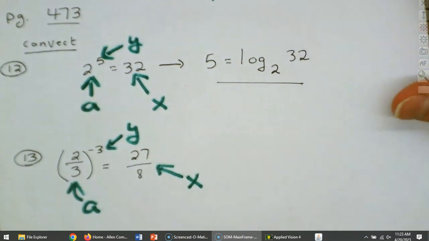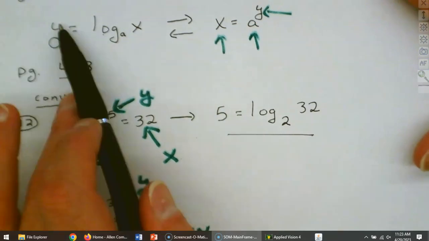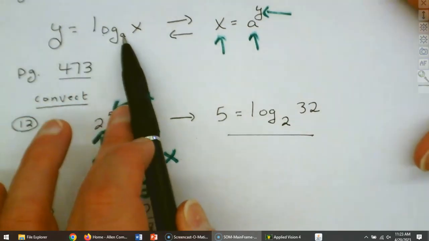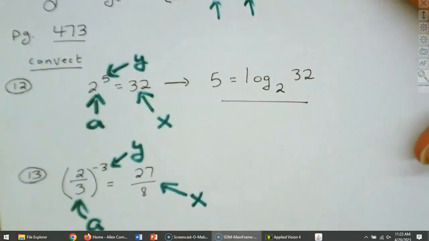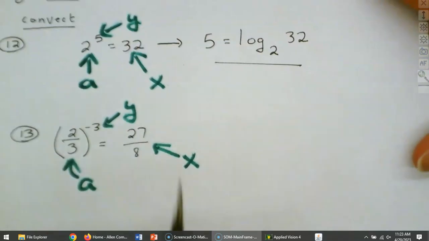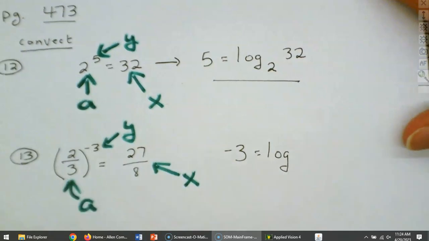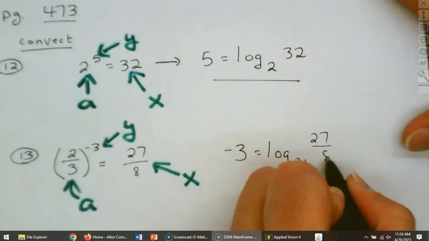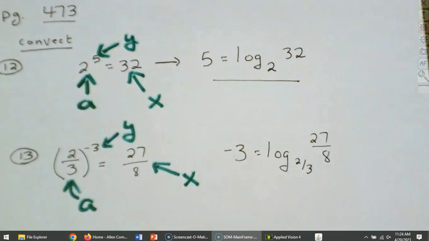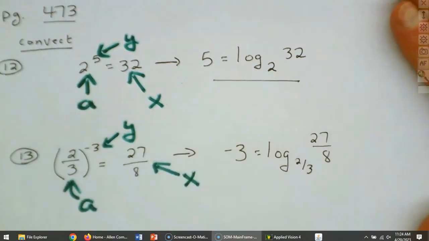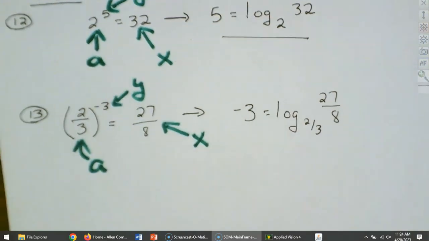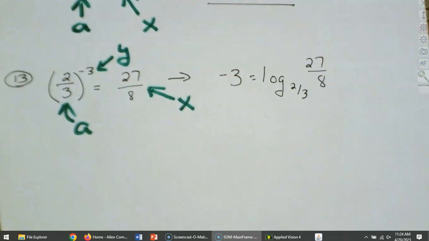So now looking at our formula, when we convert it, y equals log base a of x. What does ours convert into? Y, which is that power. So that's a negative 3. It equals log base. What's our base? Base in this case is that 2/3. And then what's our x? Well, our x is 27 over 8. So I just converted this exponential to a logarithm. Now let's go the opposite way. Now I'm going to give you a logarithm, and you're going to convert this into an exponential.